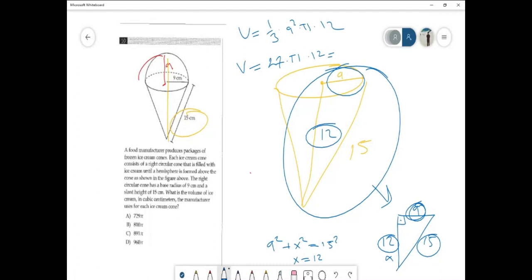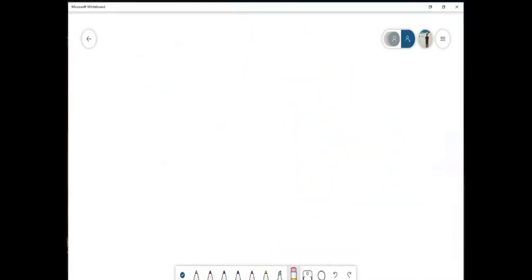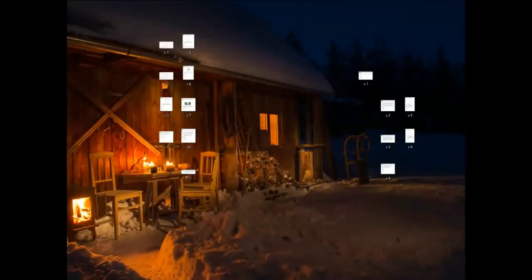Volume was equal to 1/3 times 9 squared times pi times 12. That means volume is equal to 27 times pi times 12, which is equal to 27 times 12, 81 times 12 divided by 3.